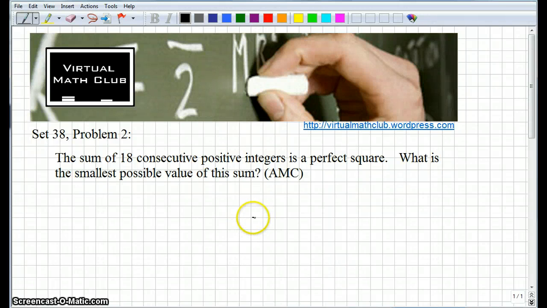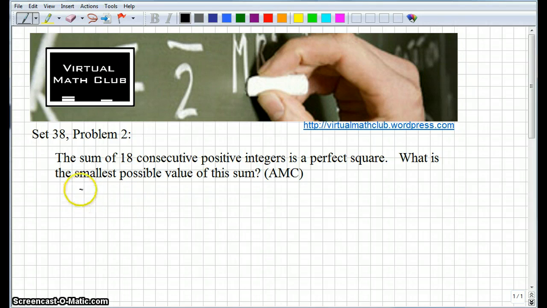Problem number 2. The sum of 18 consecutive positive integers is a perfect square. What is the smallest possible value of this sum? Alright, so what do 18 consecutive positive integers look like?